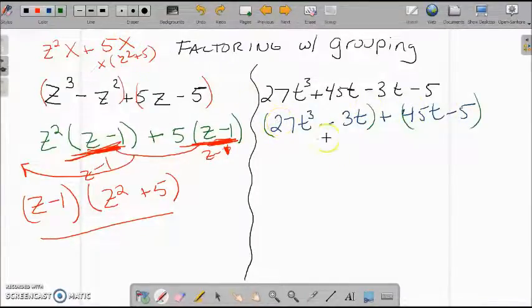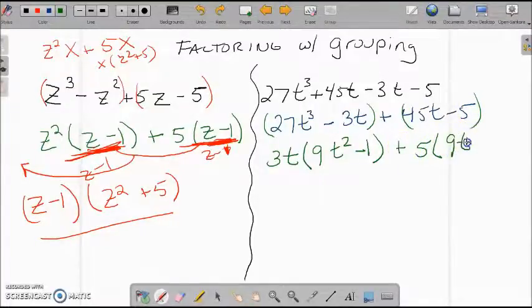And when I do that, I can now factor out a 3 and a t out of this first term, and I get a 9t squared minus 1. And then over here I'm going to factor out a 5, and I get a 9t. Oh, I'm sorry, I didn't copy this problem right. This is supposed to be a t squared right here. Now this will work better. So we're going to factor out a 5, and have 9t squared minus 1. Okay.